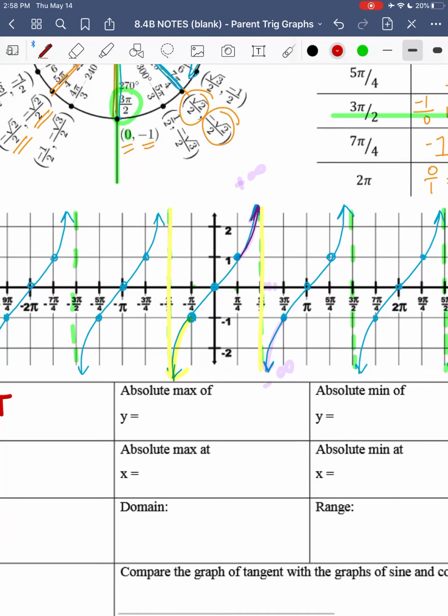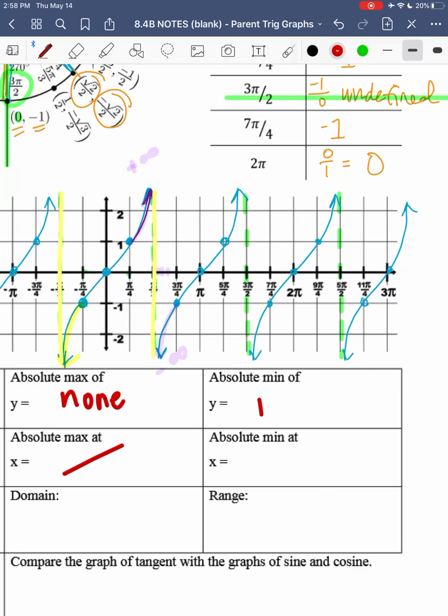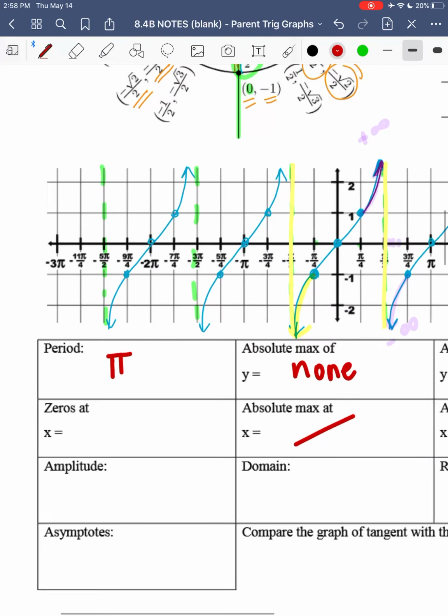Absolute max, well, there isn't one, because it goes up to infinity. So I'm going to say none, or does not exist. There aren't any, so we can't say where they are. Same with the min, it goes down to negative infinity. We can't pick one number that's the smallest, because it keeps getting smaller always.